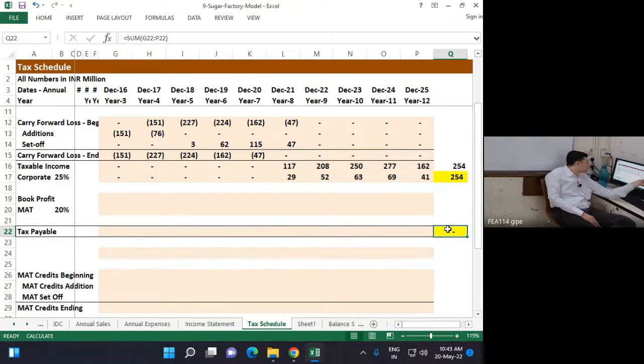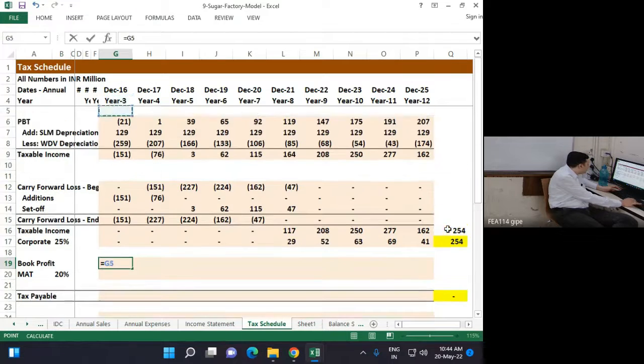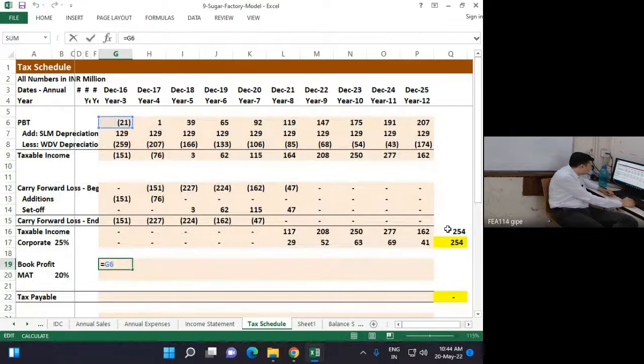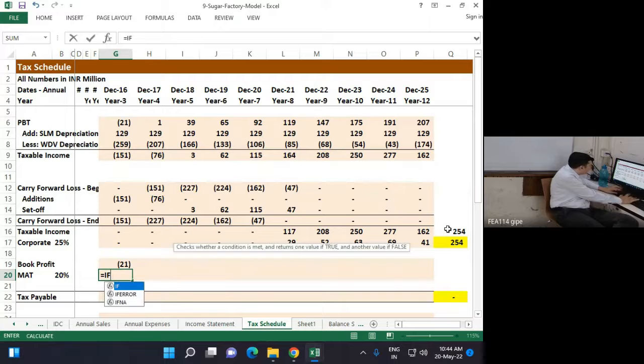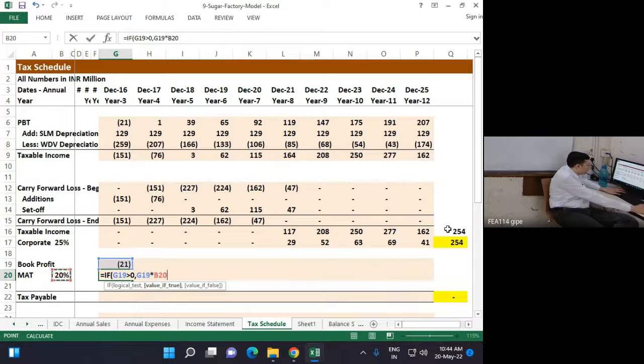Okay. And Q22 number is... yes. And also screen max. Correct. So PBT and book profit is the same. So we'll first link the PBT from above. Then for math, you put the if condition if there is a profit. Correct. Proceed ahead and tell me the answer in Q31.